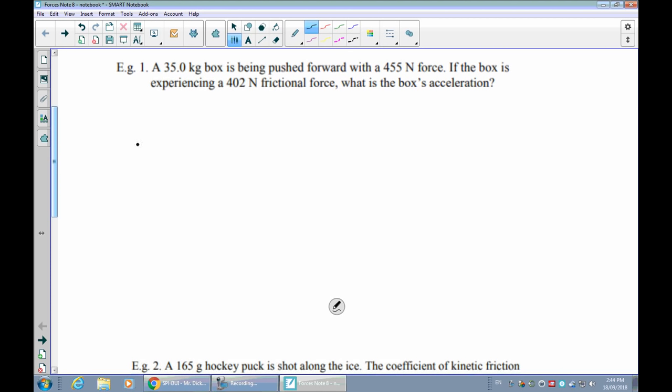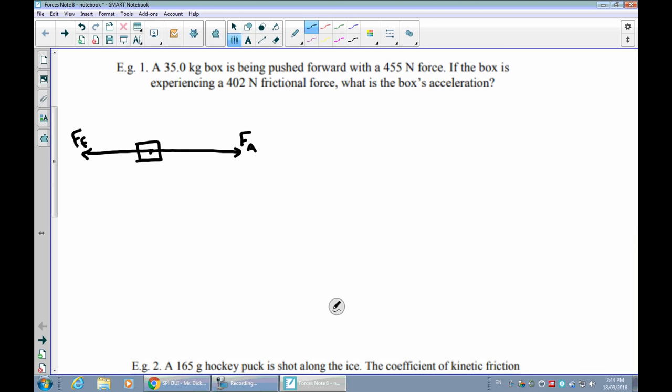So if I draw the box, I know that it's got some applied force pushing it forwards, what I'm going to call FA, and it's got some frictional force back in the other direction, what I'm going to call FF, the frictional force. But remember, those aren't the only two forces involved.